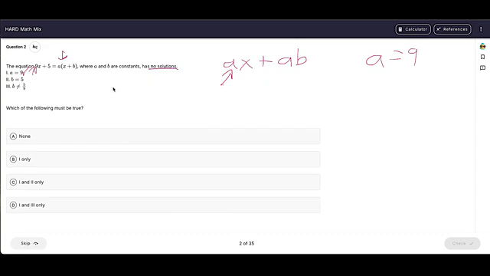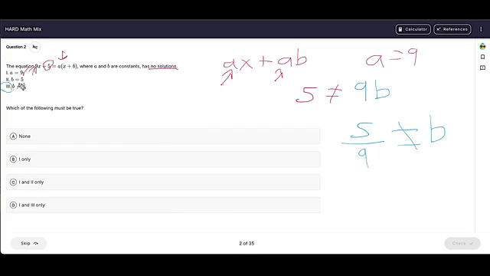The other thing about no solutions is that the y-intercept is not equal, because otherwise you would have infinite solutions. So we know that 5 cannot equal AB. So 5 is not allowed to be equal to AB. And since I know that A is 9, we know that 5 cannot be equal to 9B. And if we were to isolate B, we would divide by 9. 5 over 9 cannot be equal to B. So we know that 3 is true.